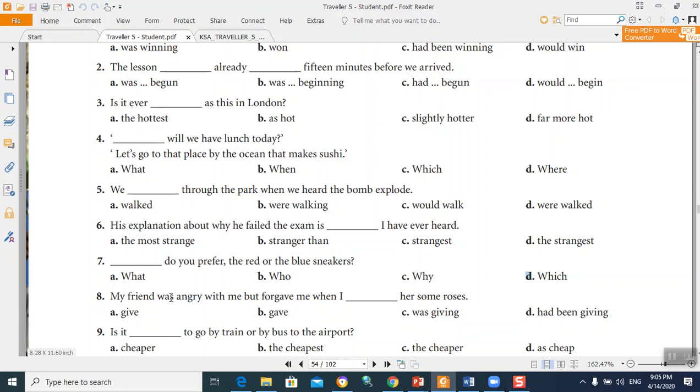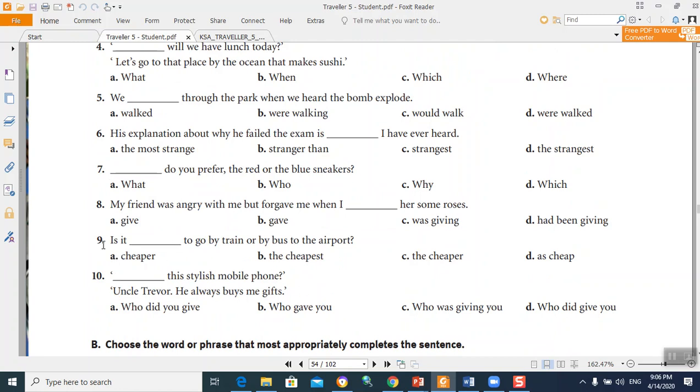So here there is was, forgave, all these are in the past simple, and after when usually the verb is in the past simple. It is a sequence of actions happening one after the other. So the best answer is B, which is gave in the past simple. Because here one key answer is when, and actions: gave me when I gave her some roses. Okay, so actions when they happen one after another, we use past simple when we talk about past actions in a sequence of actions. Okay, number 9.